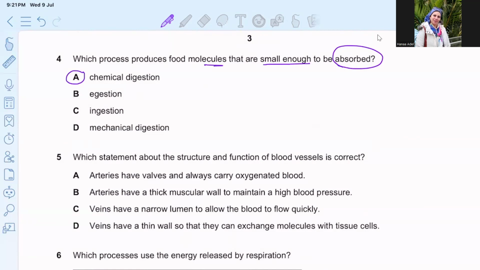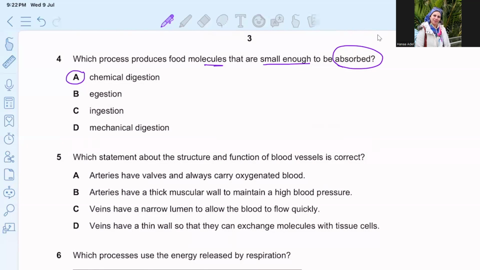But what about egestion? Here, getting rid of feces or stool outside the body through the anus. What about ingestion? The food is taken in by the action of teeth. And what about mechanical digestion? It just changes large pieces into smaller pieces in size.